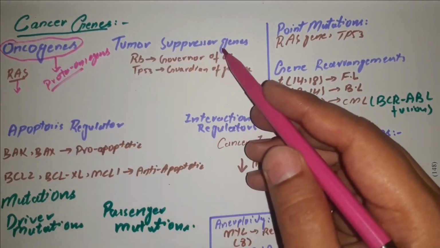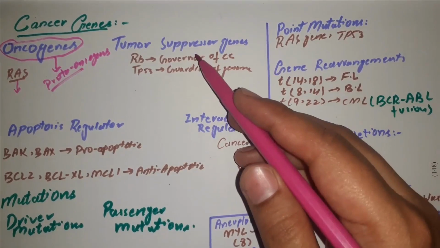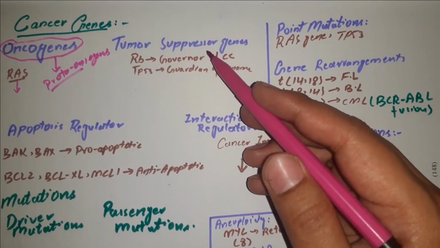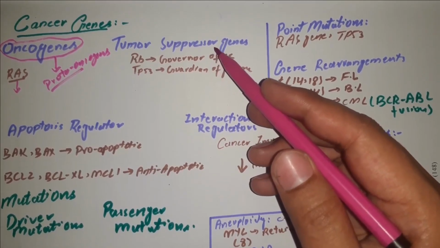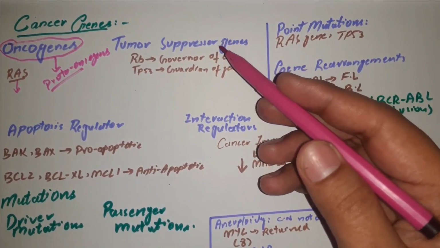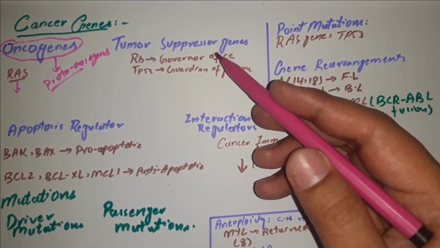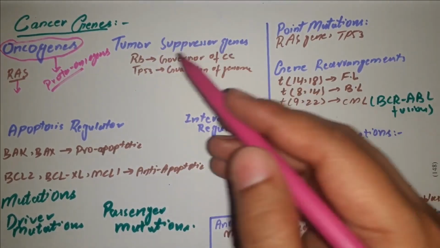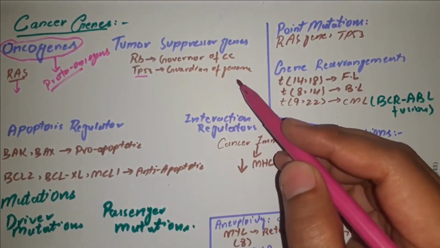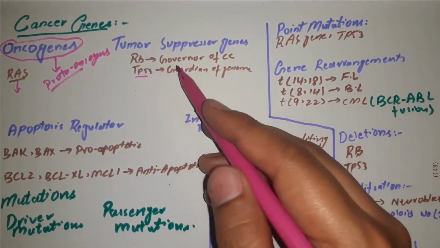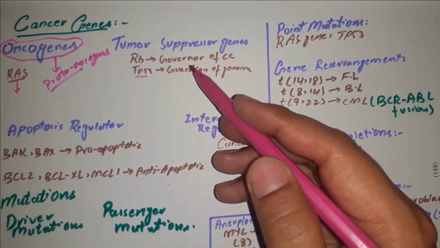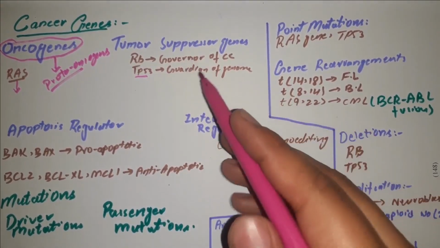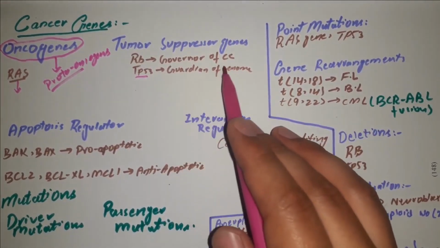Next genes are tumor suppressor genes. These are the genes which, when they detect any kind of cellular defect or cellular mutation, lead to the arresting of the cell cycle. However, when they get mutated, they lead to the production of tumors. One common example here is retinoblastoma, which is also called the governor of the cell cycle, and TP53, which is called the guardian of the genome. Retinoblastoma regulates the cell cycle. If it encounters some imbalance in the cell cycle going on or some kind of mutation, it arrests the cell cycle. That's why it is called the governor of the cell cycle.